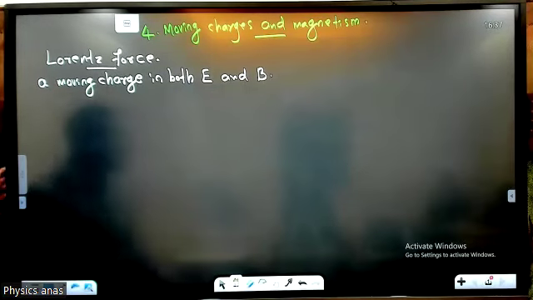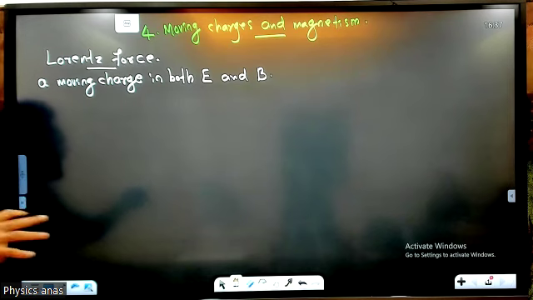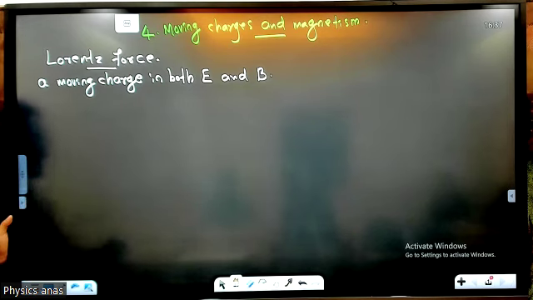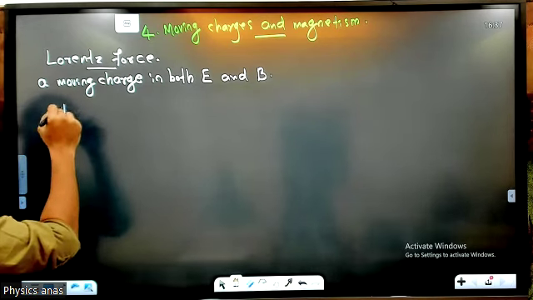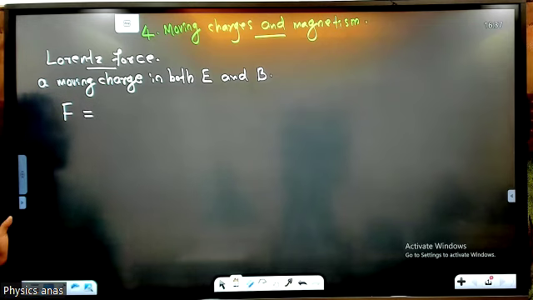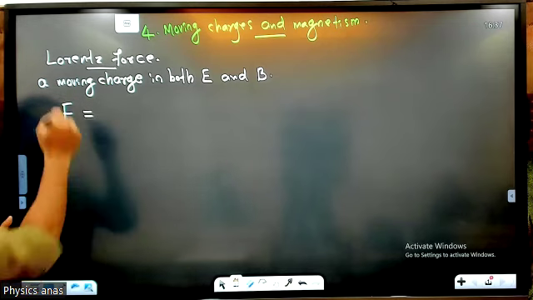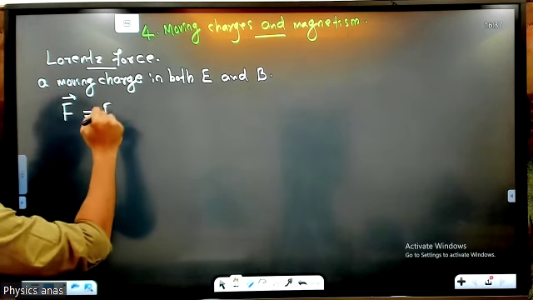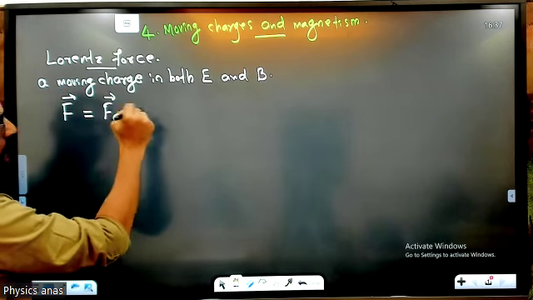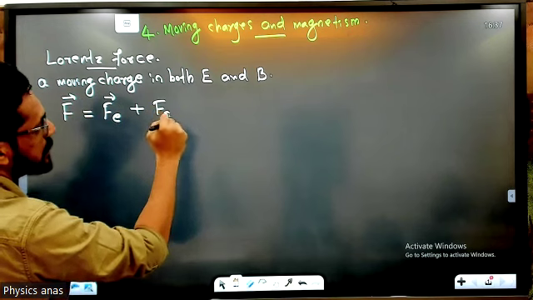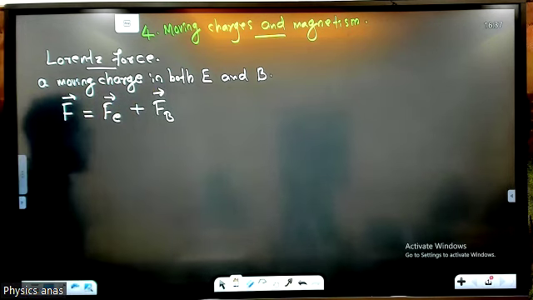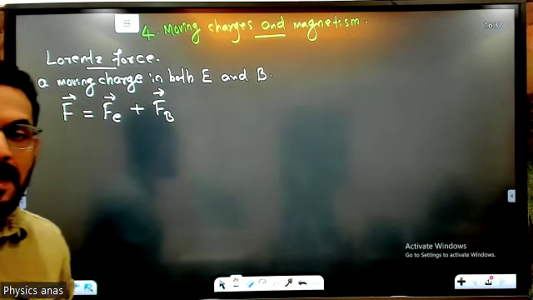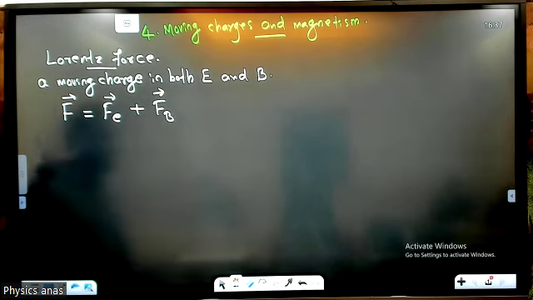Okay, we can call the total force on the charge the Lorentz force. So what will be the Lorentz force? You can simply take it as F. F is a vector, and it is the electric Lorentz force plus the magnetic Lorentz force. That is the total Lorentz force.